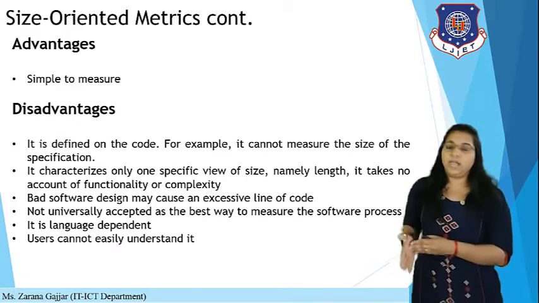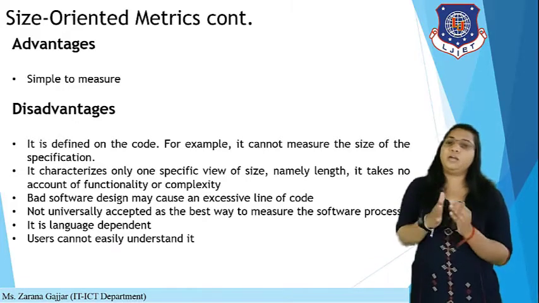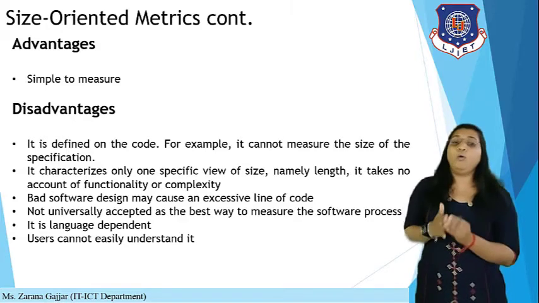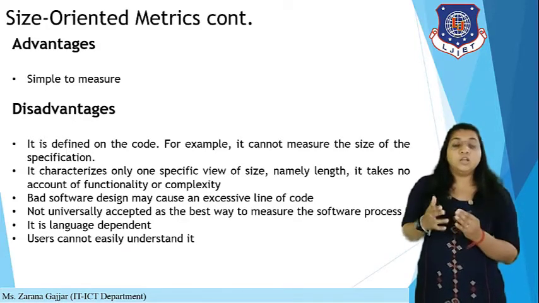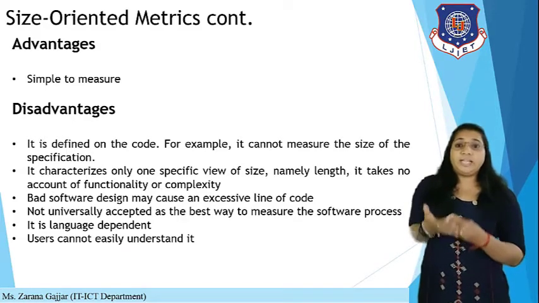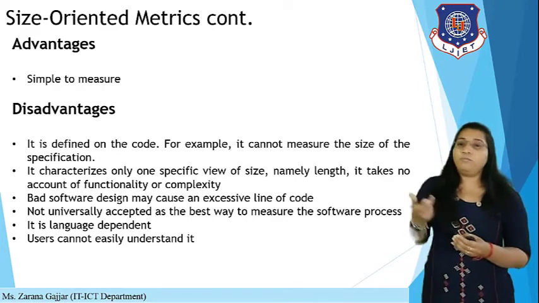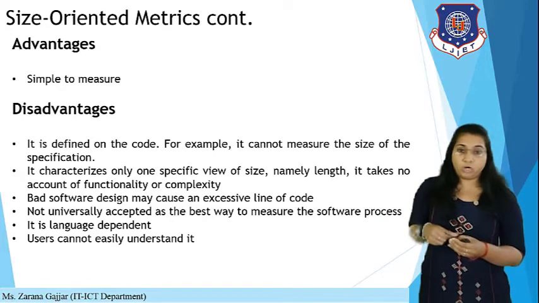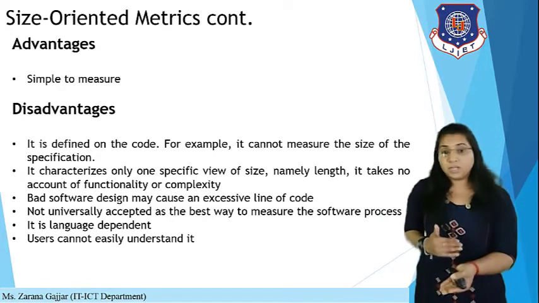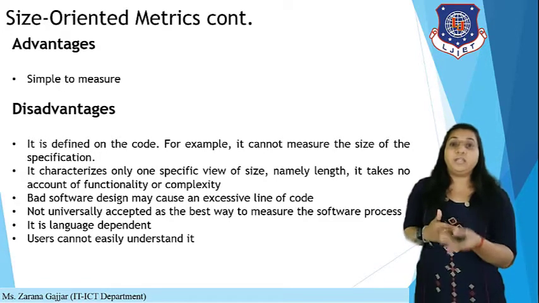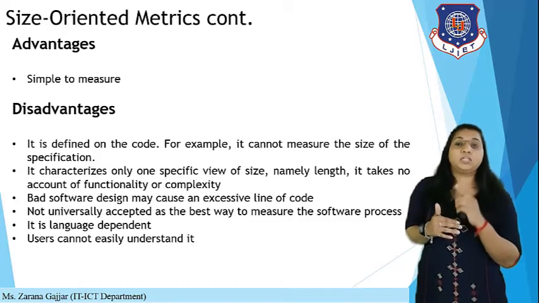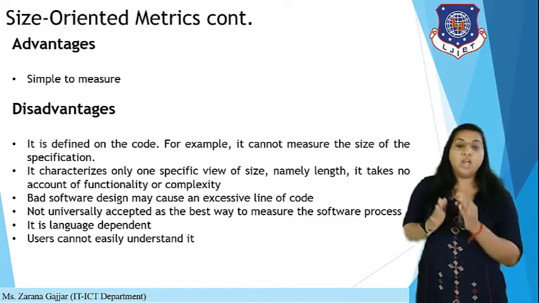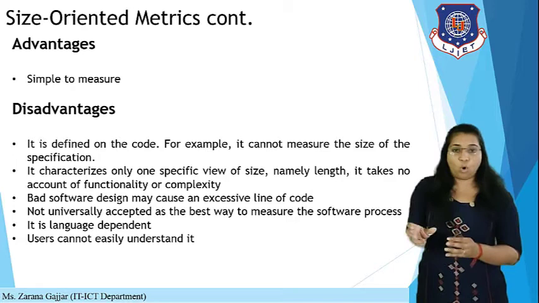So these are the advantages. It is simple to measure, but it has many disadvantages. The disadvantages are, first, it is defined on the code. For example, it cannot measure the size of the specification. If you are giving any specification on your product, then it cannot calculate that particular size of that specification. It only defines the code itself.